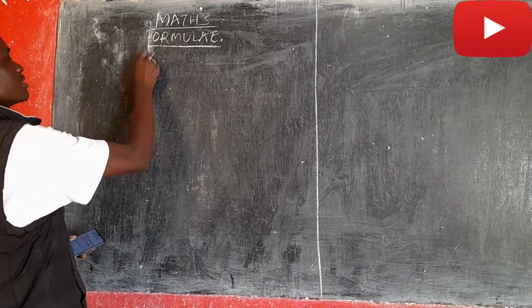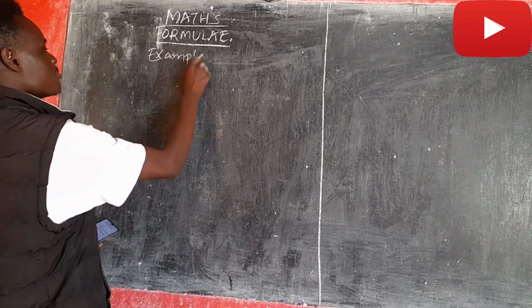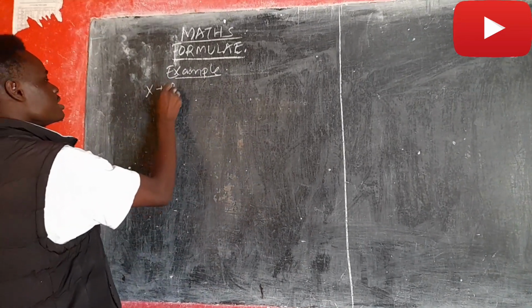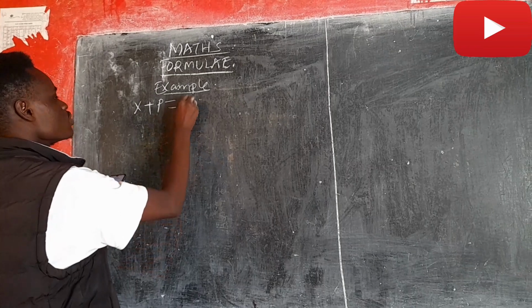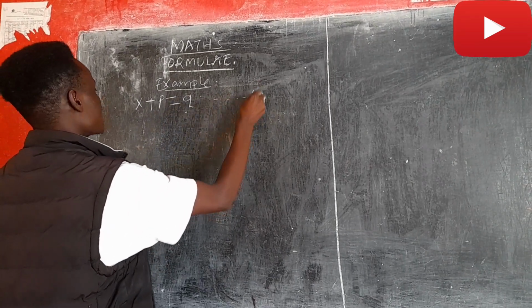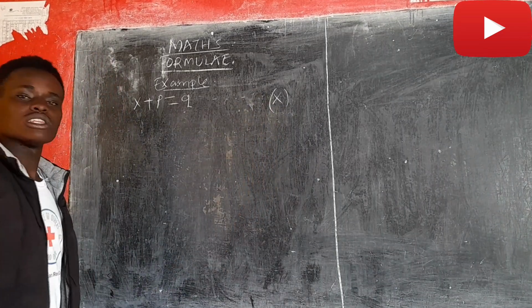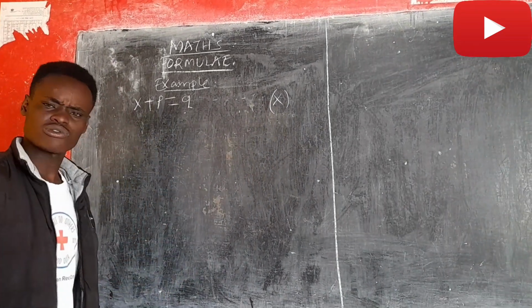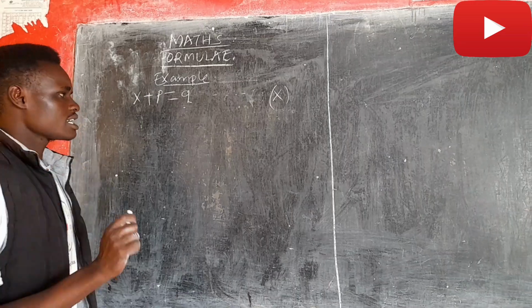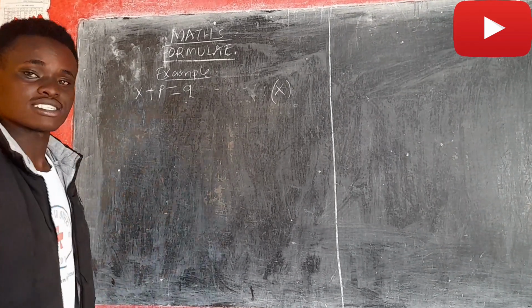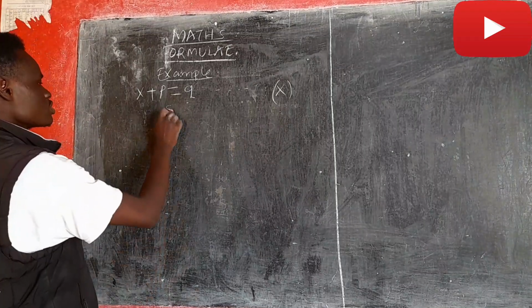So example 1. You can be told that you have x plus p is equal to q. Then you are told to make x the subject of the formula. When they say you make x the subject of the formula, it means this x is going to dominate, that everything should be equalized to x. So this is what we mean.